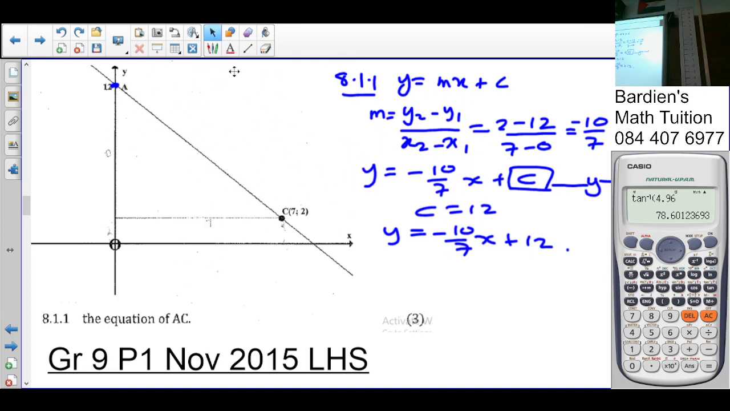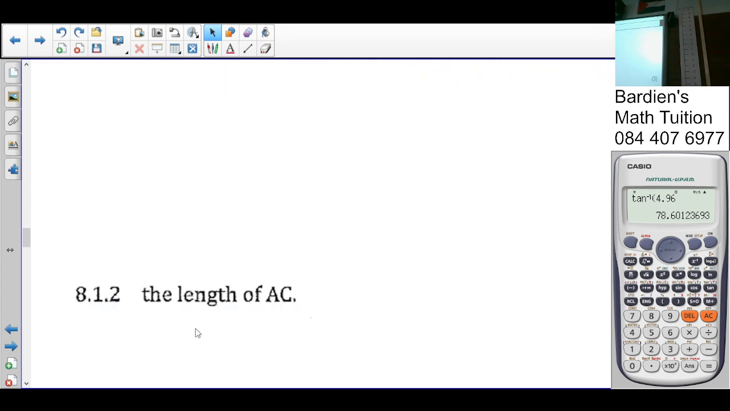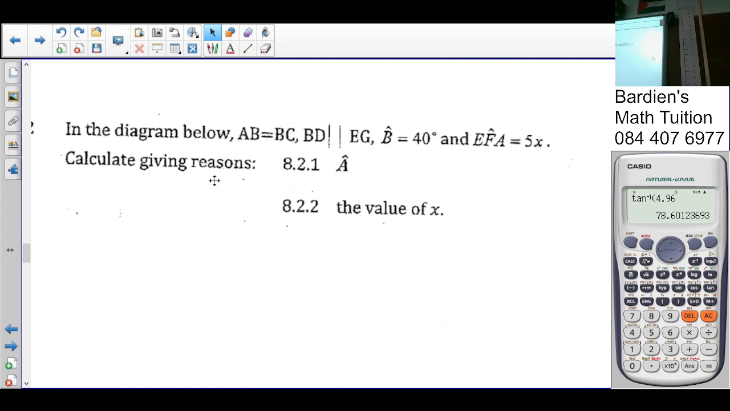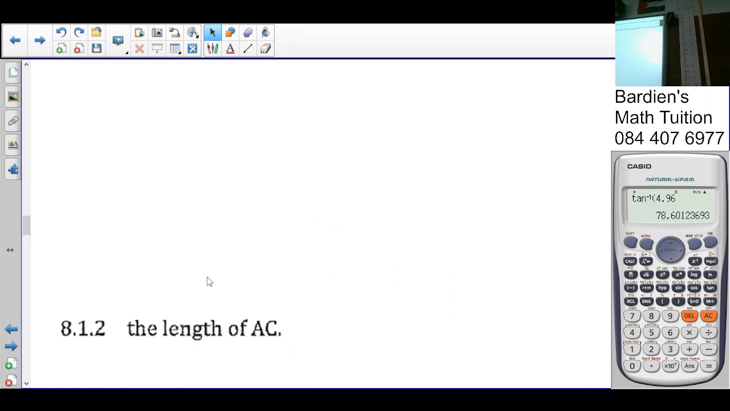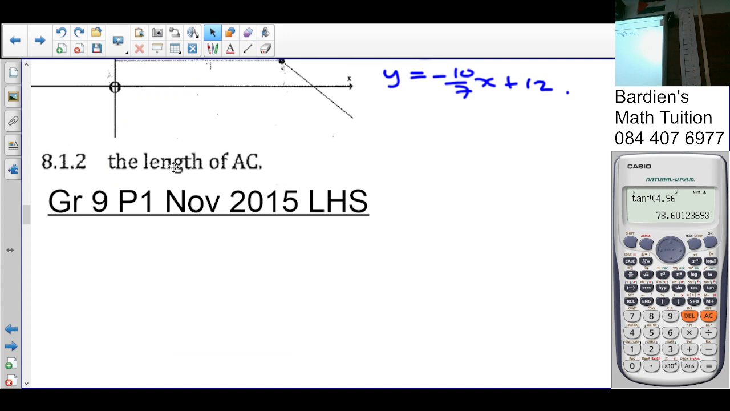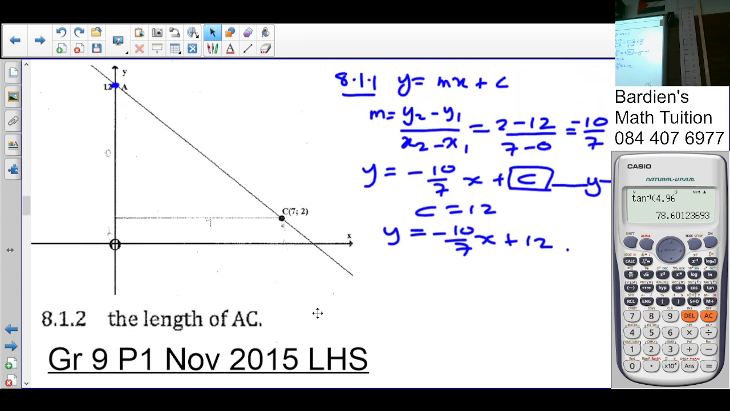Alright, so let's look at the next question. The next question says the length of AC. So if you look at the length of AC, what do you notice here? I can actually form a right angle triangle. Not so? So what's the length of this line? 7. Okay, I see 7 is in the PDF, no? But it wasn't given in the exam. Can you see? So you all know how I get 7 here. It was 0 here, 0 to 7.